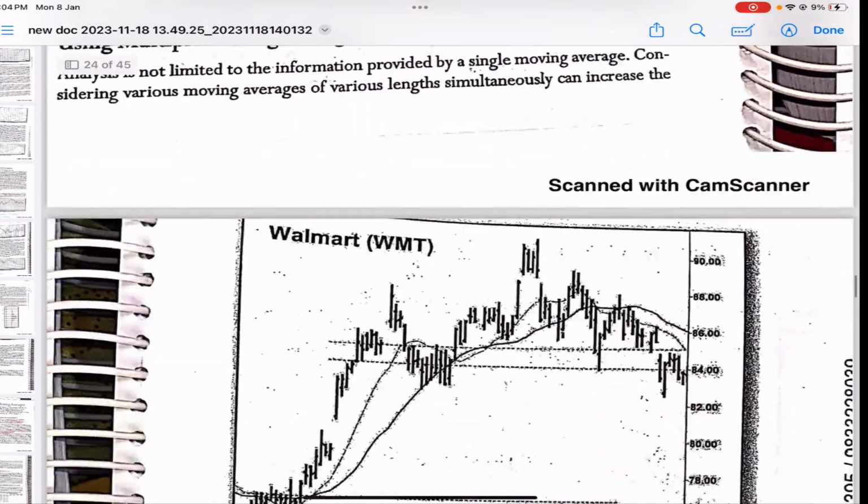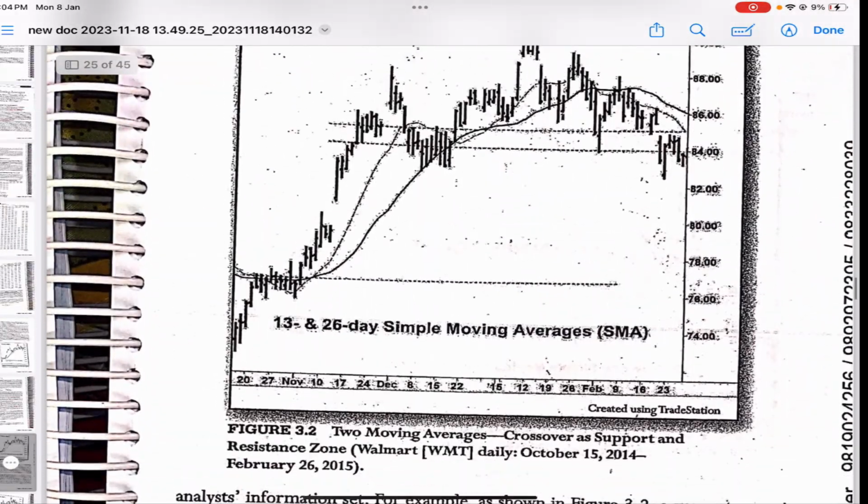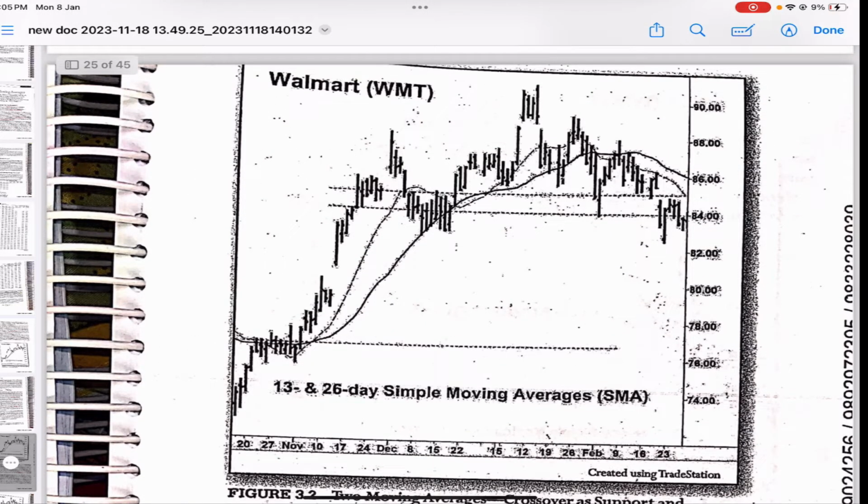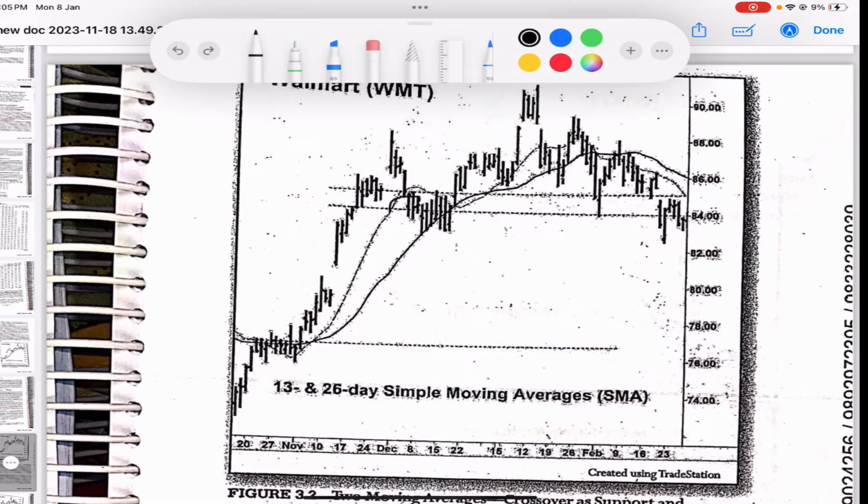They have given you a figure 3.2. So look at this, there's a 26 and there is a 13 moving average. Now, by just looking at this picture, which one is 13, which one is 26? Can you see that? Can you identify that? This one is the 13. The one which is above, this one is 13.